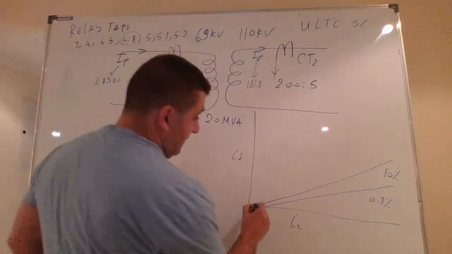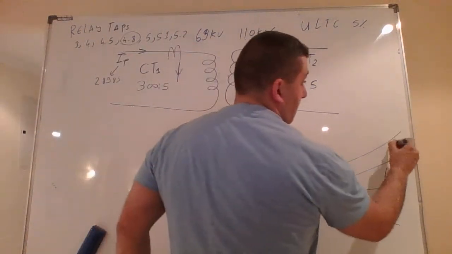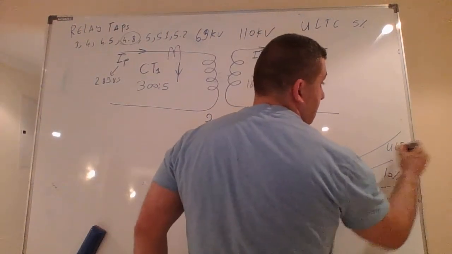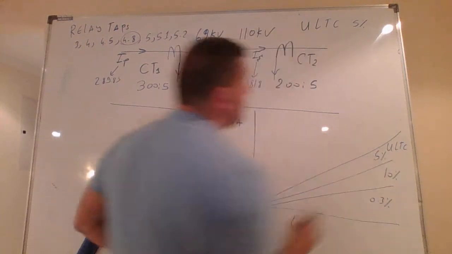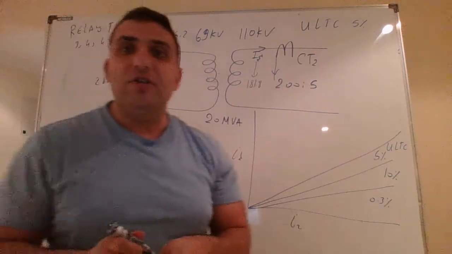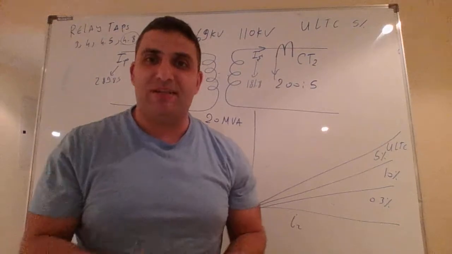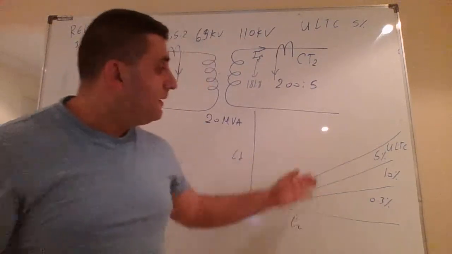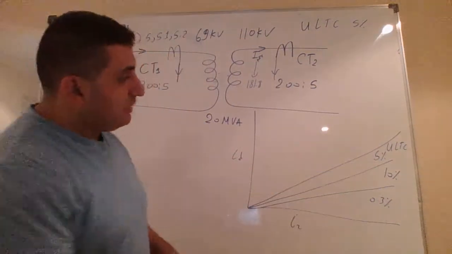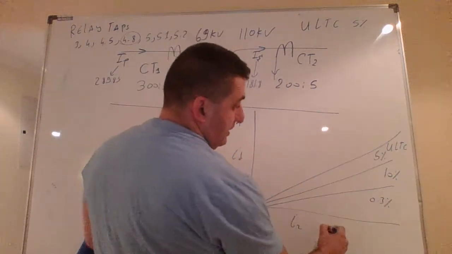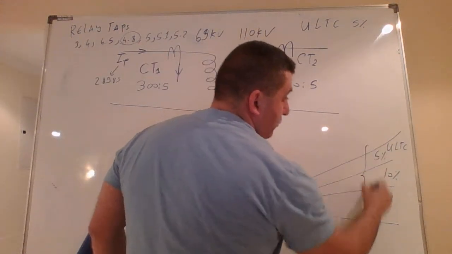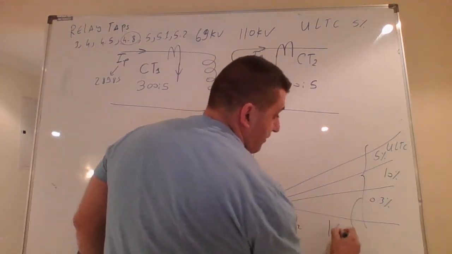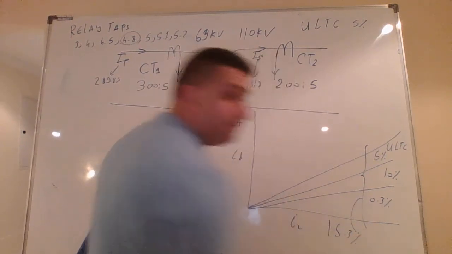The next one is the ULTC, which is 5%, it's given. It's telling you that you can change up or down by 5%, plus or minus 5%, which means I have 5% error. The total error now, if I add all of them together, will give me 15.3%.